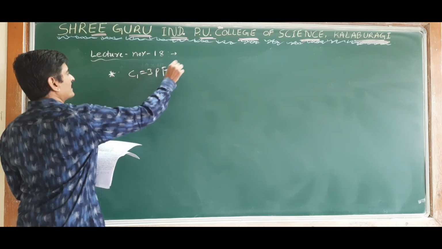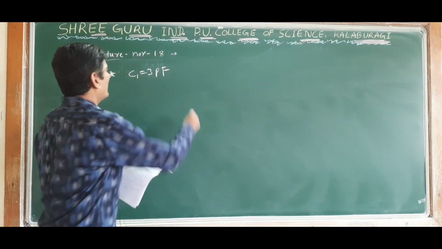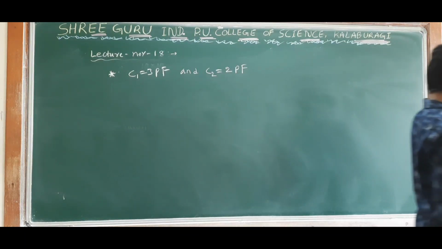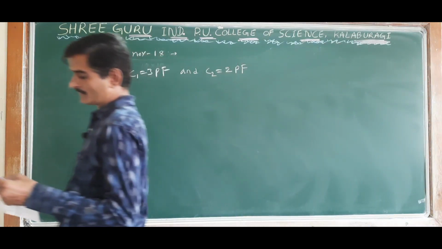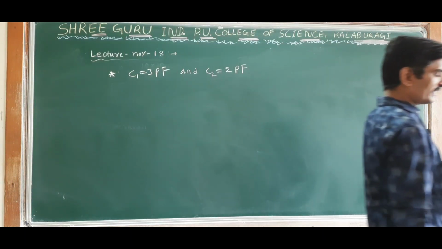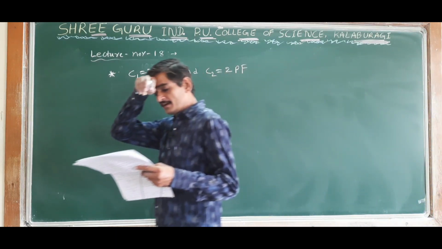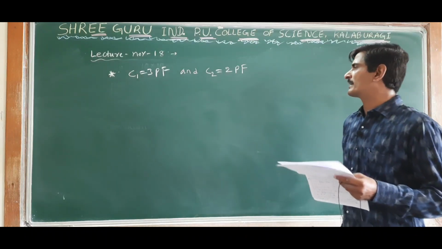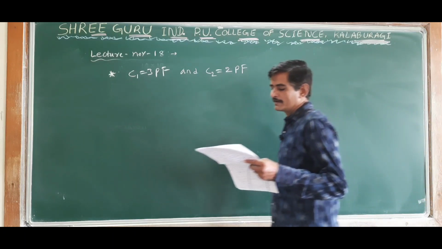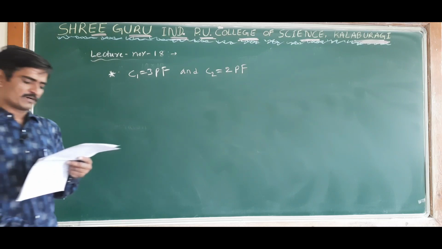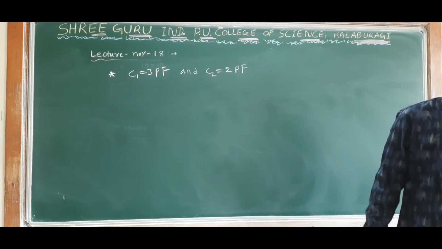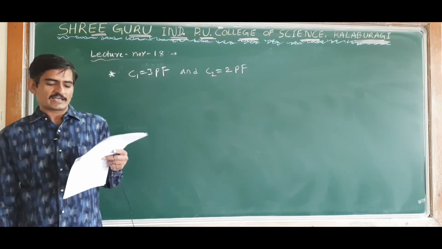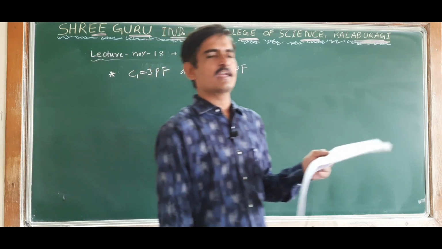If C1 is equal to 3 picofarad and C2 is equal to 2 picofarad, calculate the equivalent capacitance of the given network between points A and B.